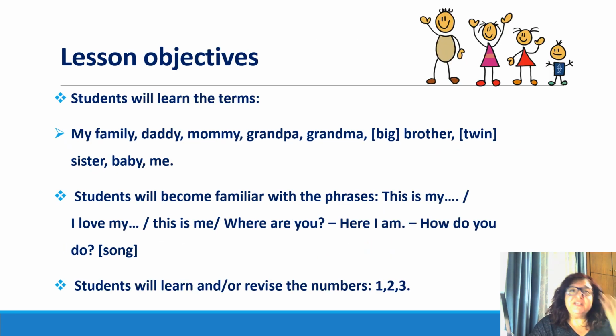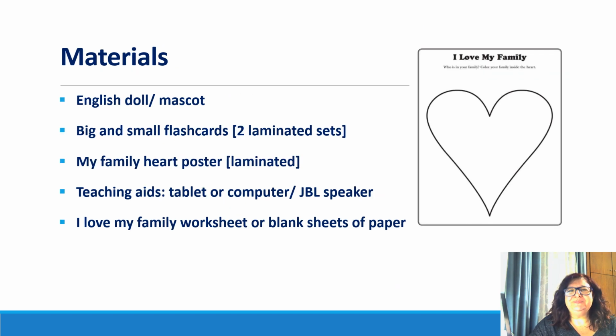So our lesson objectives would be that the students would learn the terms my family, daddy, mommy, grandpa, grandma, big brother, twin sister, baby, and me. And they will also become familiar with the phrases, this is my, I love my, this is me, where are you, here I am, and how do you do, which all go with a song that we will learn. The students will also learn and or revise the numbers 1, 2, and 3.